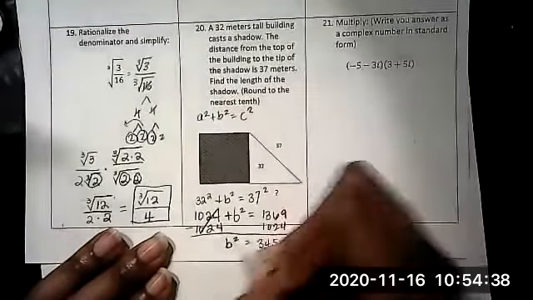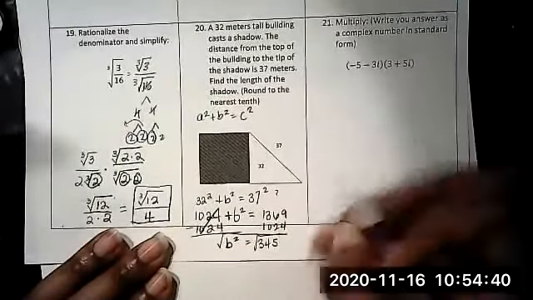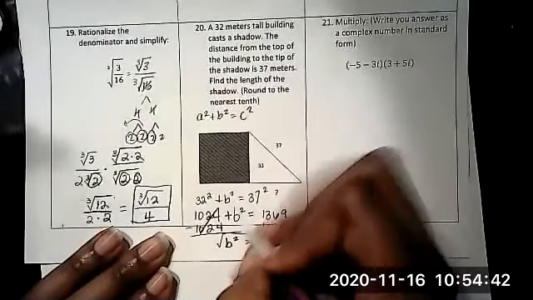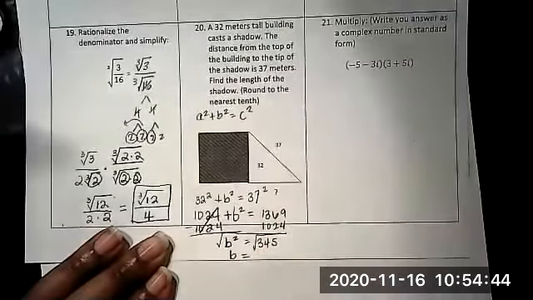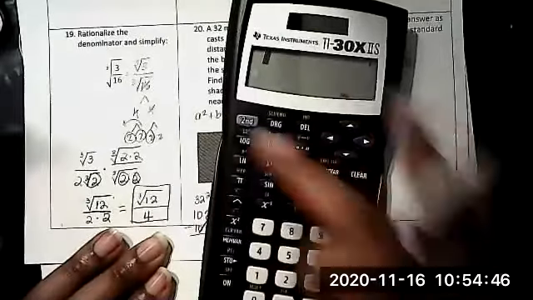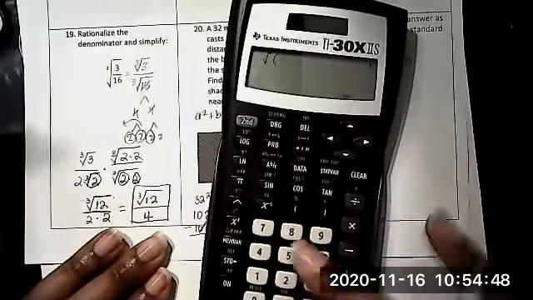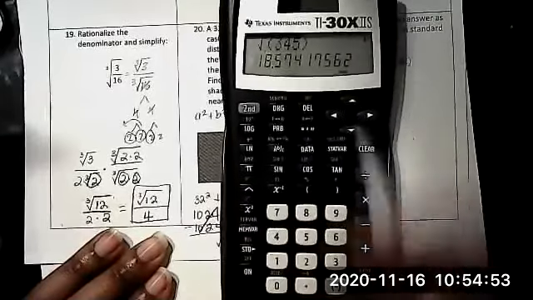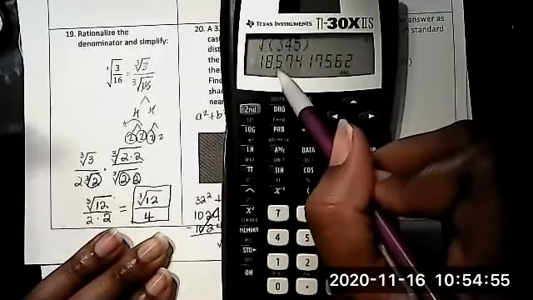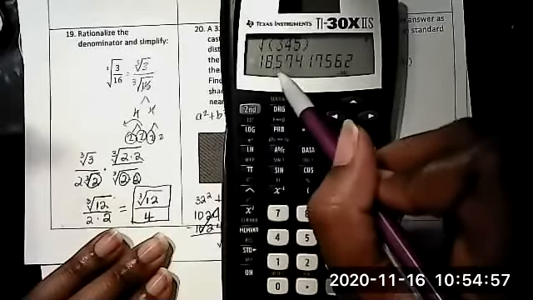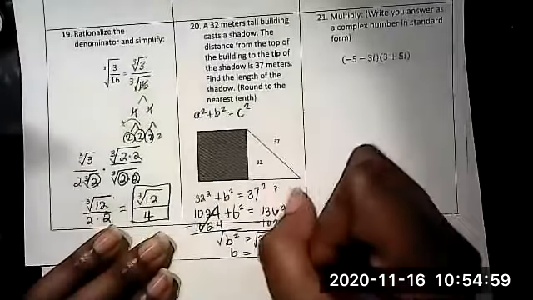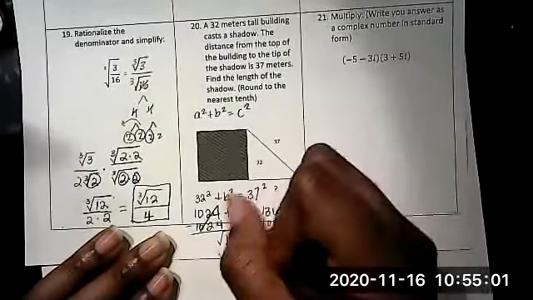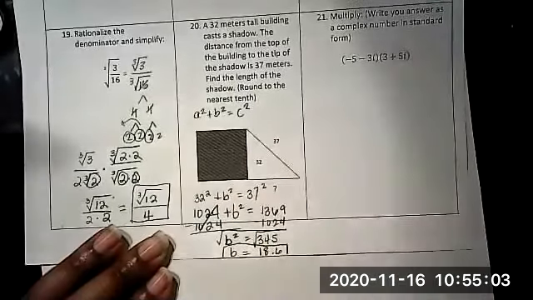And to get B by itself, we have to take the square root of each side. Okay, and it says round to the nearest tenth. So B is going to be equal to the square root of 345, which rounded to the nearest tenth is 18.6. Okay, 18.6 is your answer there.